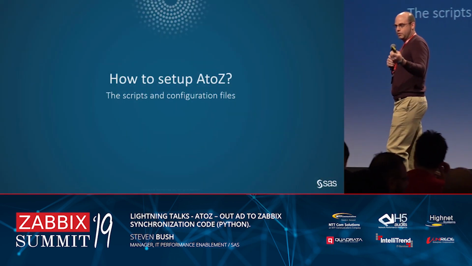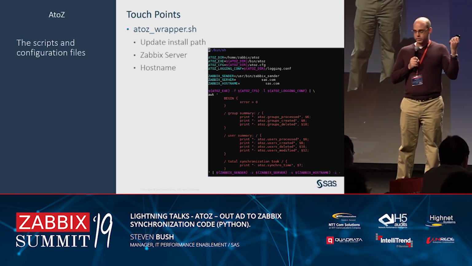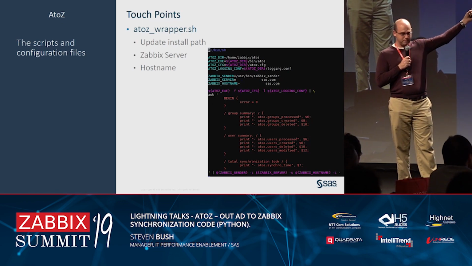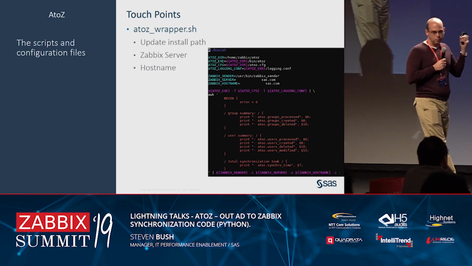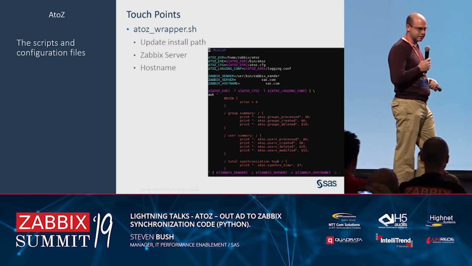So how do you set it up? You want to use this. How much work is it? There's 4 points you're going to touch, really. This is the wrapper I just mentioned. It's got a couple config values at the top. What's the install path? Where's your server? What host are you running this on so it can send it to the appropriate place?